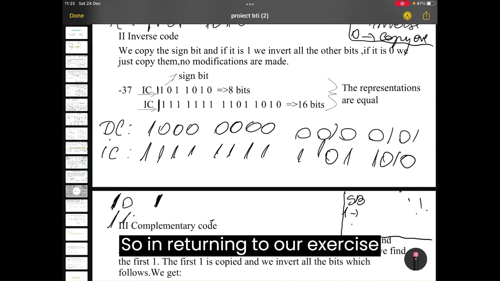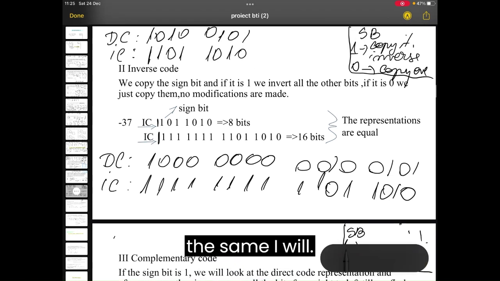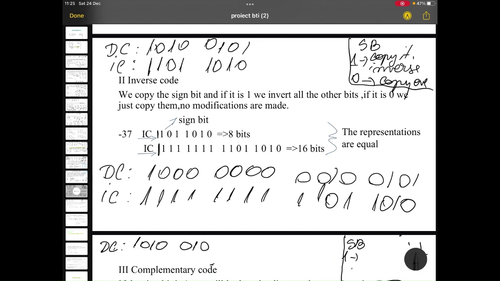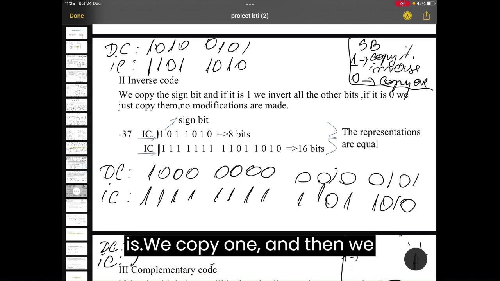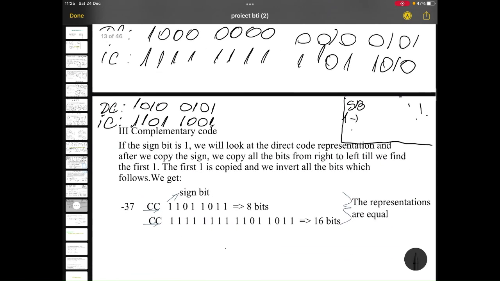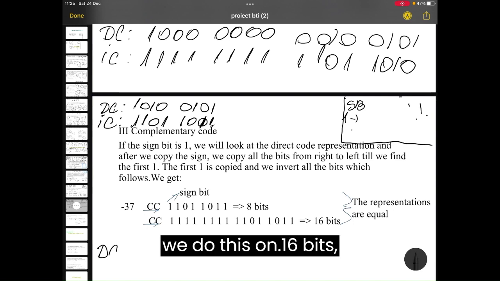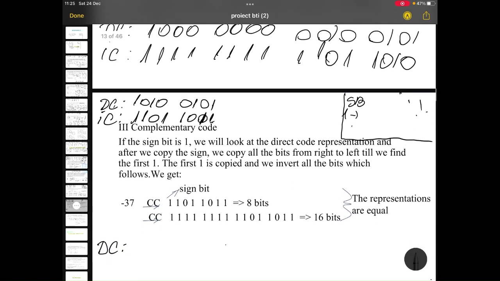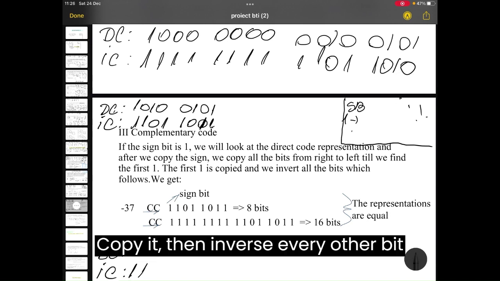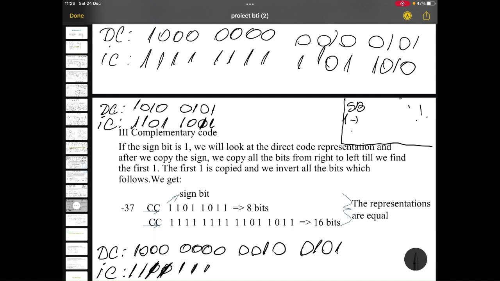So, returning to our exercise of minus 37, we apply the same. I will write the direct code on 8 bits. Then the inverse code on 8 bits, which is, we copy 1 and then we inverse all other bits. Here is my mistake, sorry. Then we do this on 16 bits. I will copy it. Copy it, then inverse every other bit until we reach the last 1. Sorry. Which is the same as my colleague wrote here.